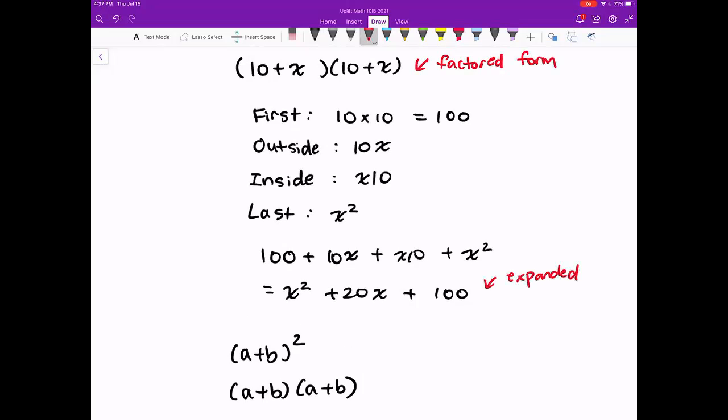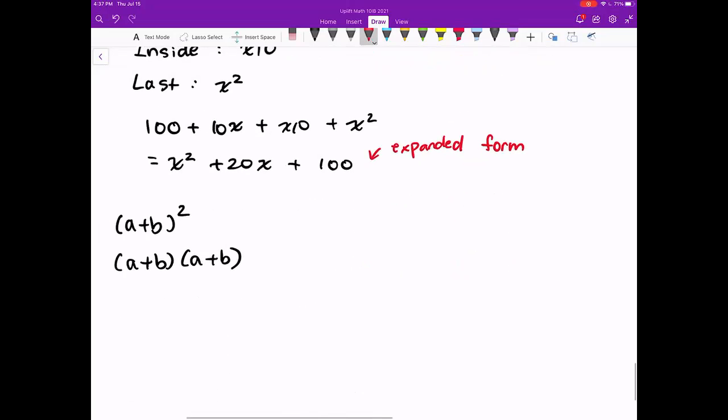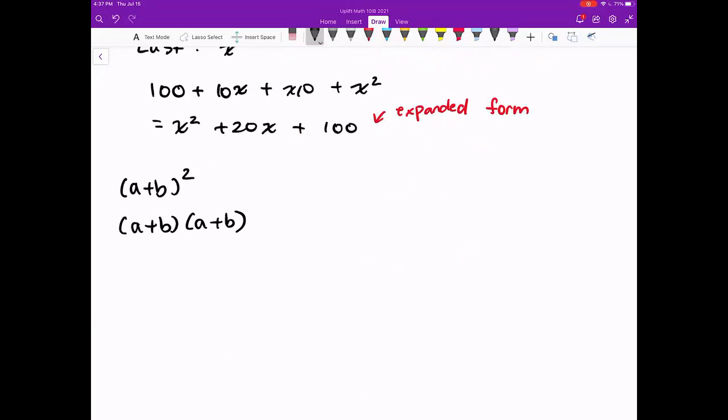Do people also say simplified form or something? Yeah, some people also call it that. Okay. So we can do it this time with variables to make it a little bit better.